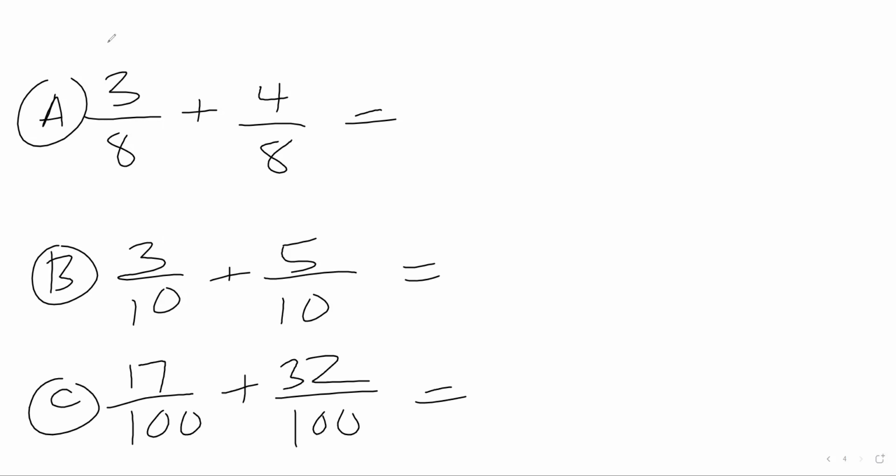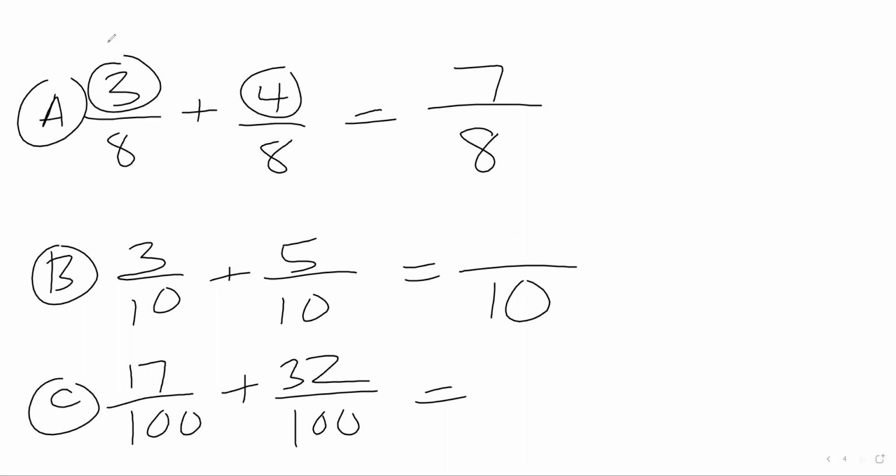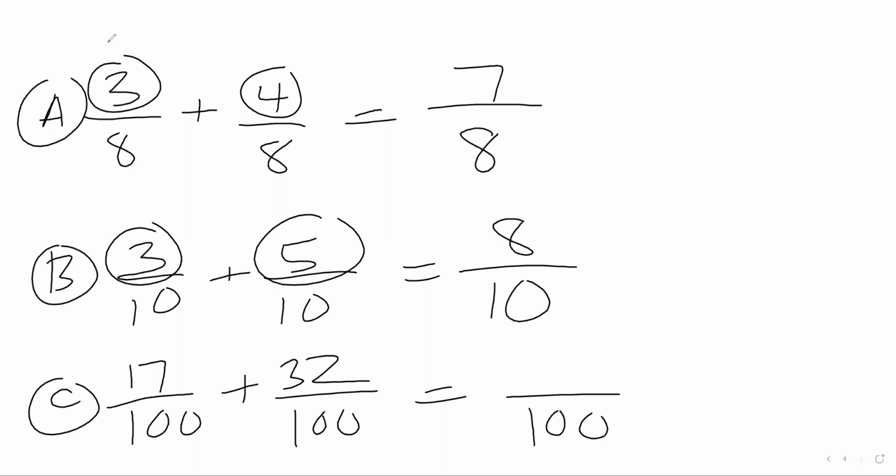Here we go. Rules state, denominator stays the same. Add your numerators. Done, 7/8. 3/8 plus 4/8 is 7/8. 3 pieces plus 4 pieces out of the 8 pieces equals 7 of the 8 pieces. Okay, 2, denominator stays the same. 3 plus 5 is 8. Boom, done.